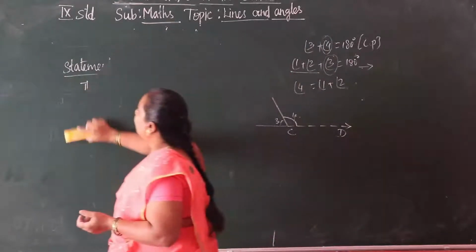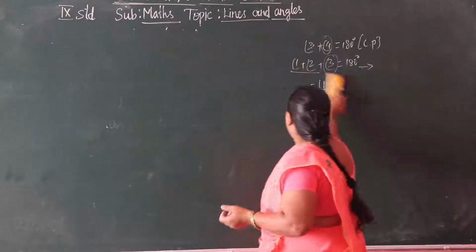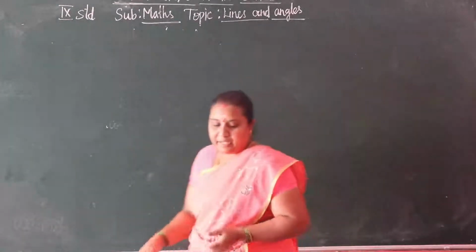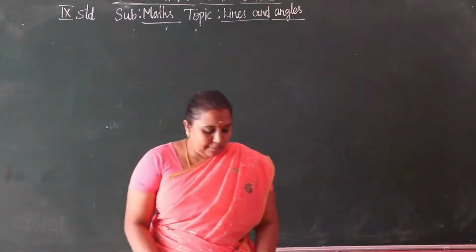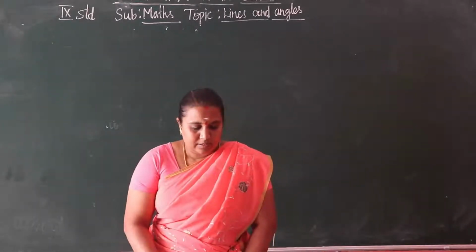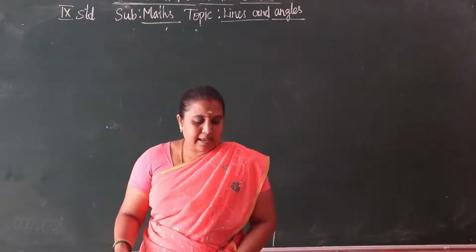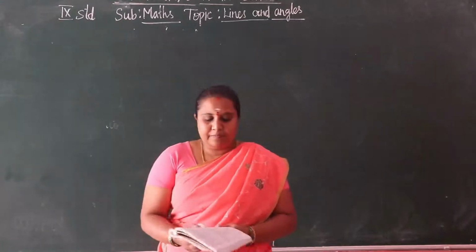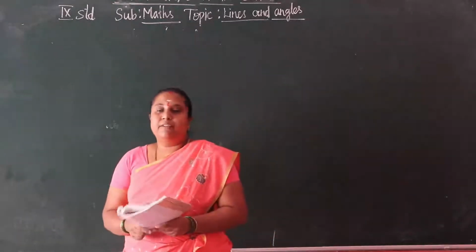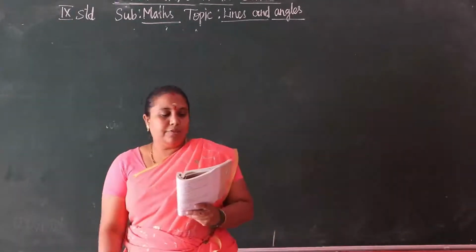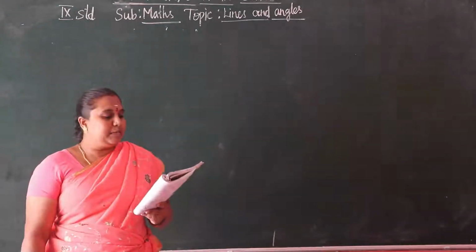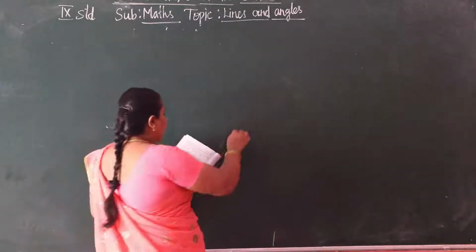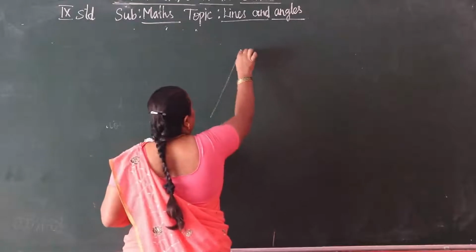Let us see now one example based on these properties. See what is the example given for you? That's example 7. So in the given figure, if QT is perpendicular to PR, this is the figure given.